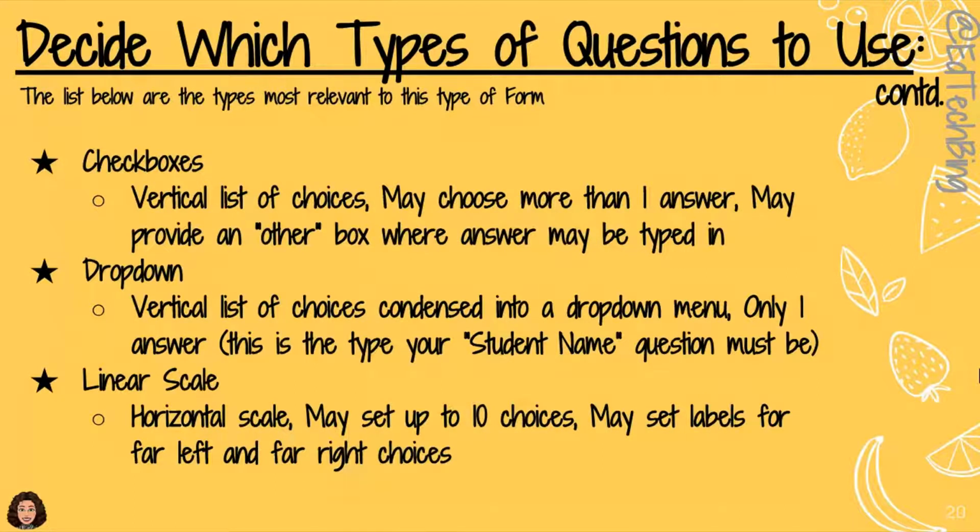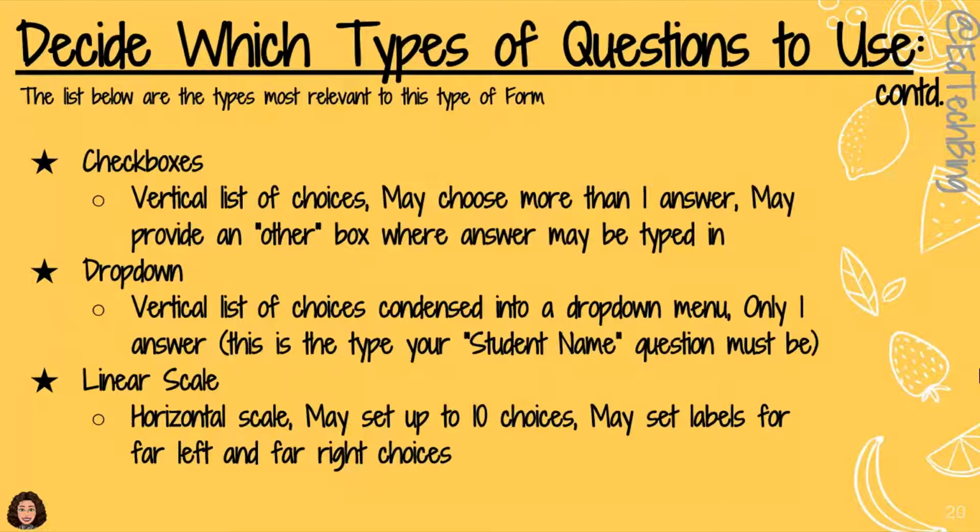Checkbox questions has a vertical list of choices. The responder may choose more than one answer. And this one here, you may also provide the other box where the responder may type in their own answer. A drop-down question also has a vertical list of choices. However, this one is condensed into a drop-down menu. Only one answer can be selected, and this is the type that your first student name question must be.